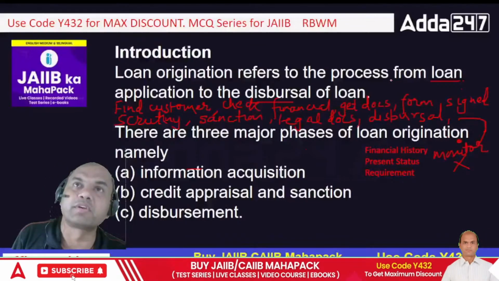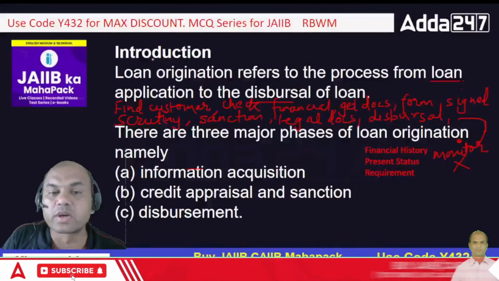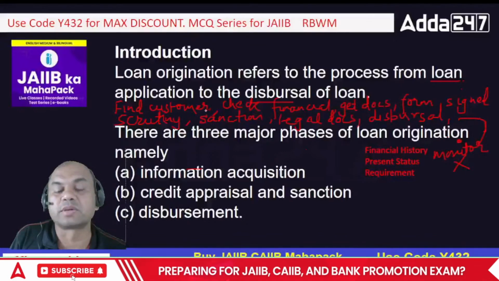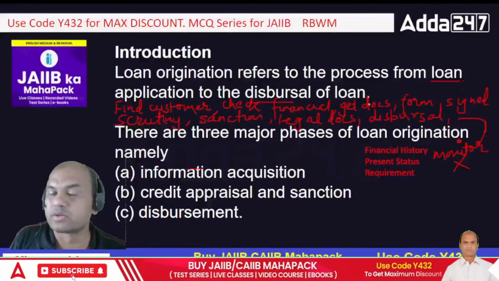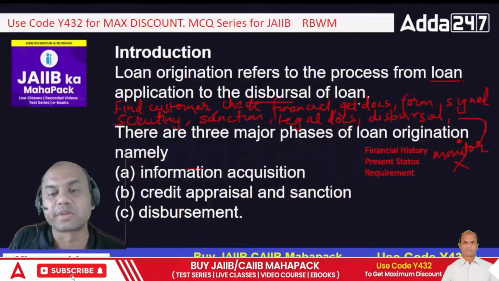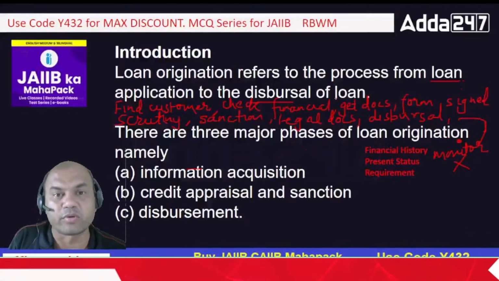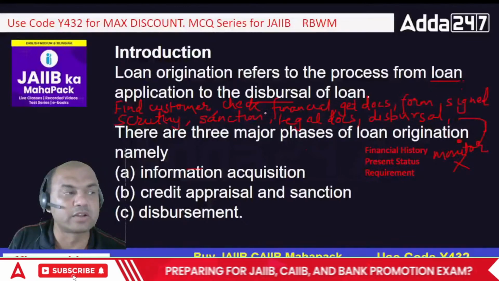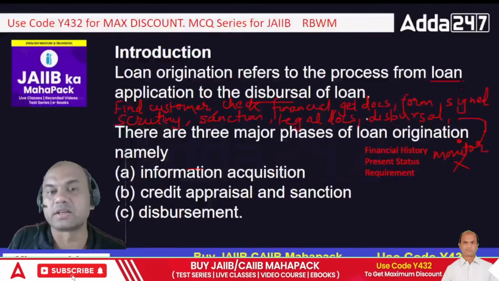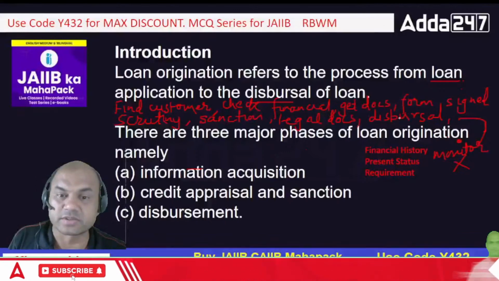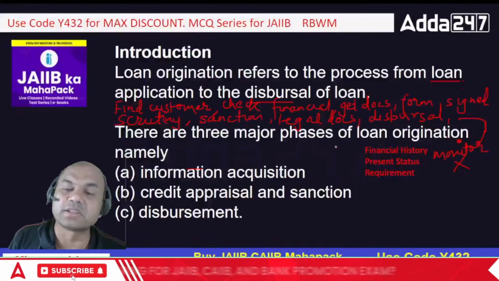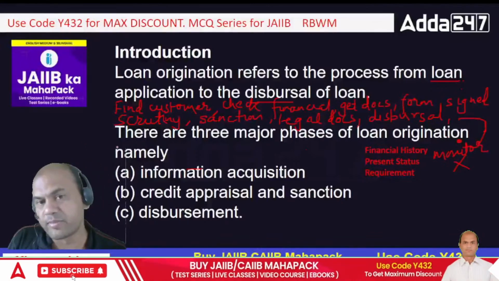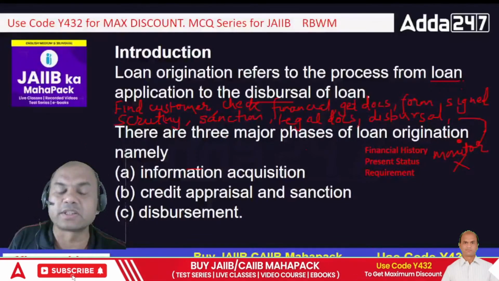Okay, so everyone kindly note, loan origination does not only mean finding the customer and getting the documents. No, it's up to getting the documents, getting the form signed, doing the scrutiny, sanctioning the loan, and then legal documents, and then disbursal as such. Okay, there are three major phases in loan origination. So what are the three phases here?